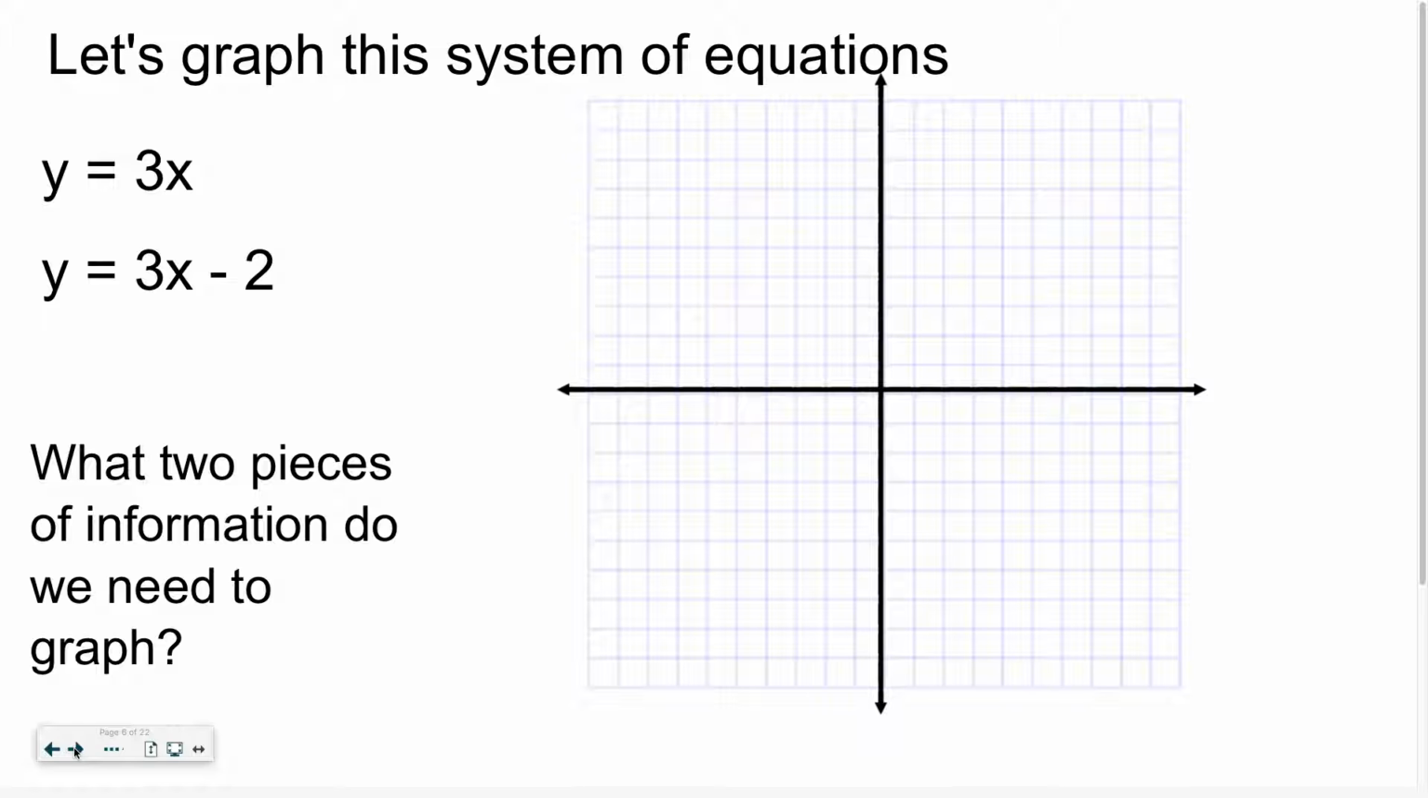The rate of change, the slope. What's the slope of the first one? 3. What's the slope of the second one? It's also 3. Alright, so let's go ahead and graph this. So for the first one, where are we starting? Ordered pair 0.